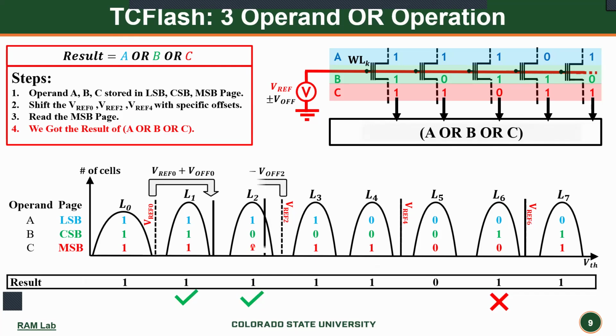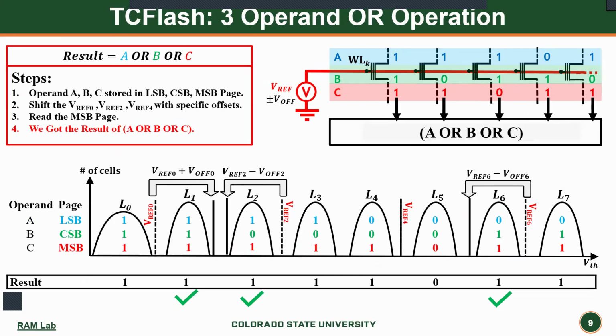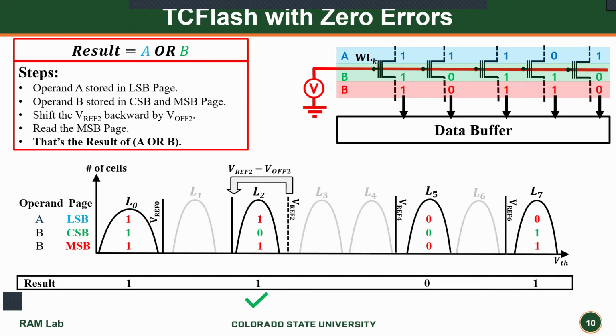In the same way, if we shift VREF2 and VREF6, we get the result. But one thing should be noted: we didn't change the stored data. If we reset the offset values, then again we'll get our data, what was stored in the MSB page. One problem of this scheme is that there is very little VT margin between adjacent states, which creates some errors. But how can we get zero bit errors in TCFlash?